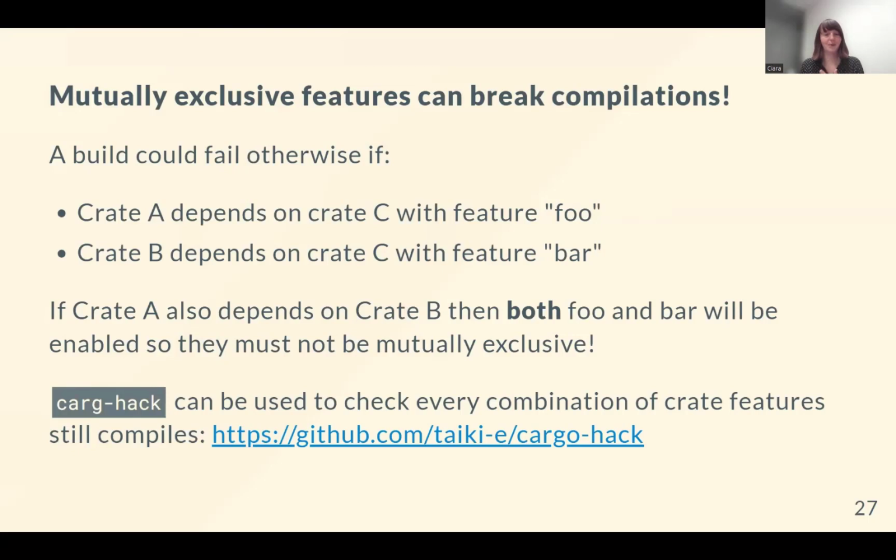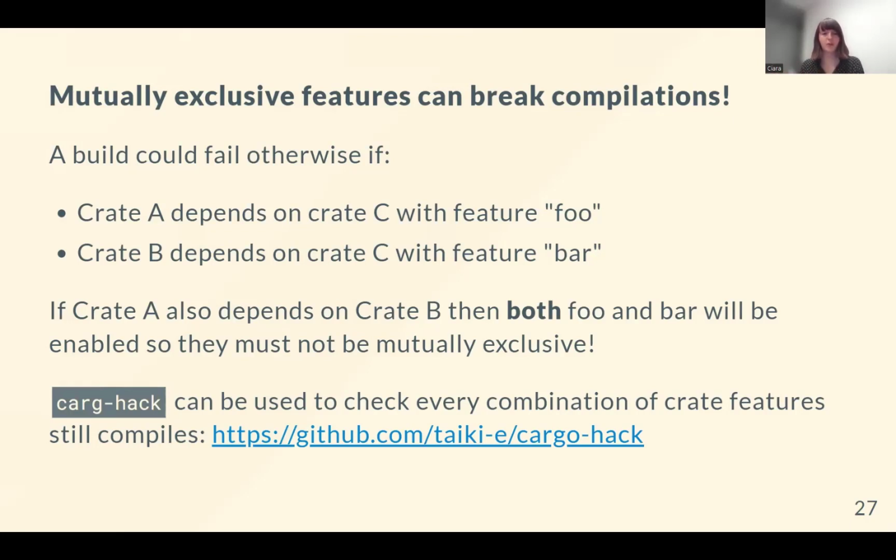So the example that's given in the book is you have a crate A, and that depends on some other crate C, which has a feature foo. Then you have a crate B, which also depends on crate C, but with a feature bar. If foo and bar can coexist, then this isn't a problem. But if they're mutually exclusive, then if crate A decides to depend on crate B, it's going to be trying to include both foo and bar. And if they're mutually exclusive, that's going to break compilation. So it's very important that features are not mutually exclusive.